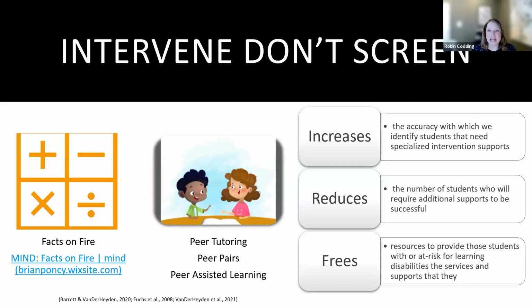But so when we intervene first with these class-wide interventions and core computational skills, especially at the elementary level, remember, those are some of the key foundational skills that students need to leave their primary school setting with. We are going to be better able to identify, we have this from the data, those students that actually do need those specialized intervention supports, so we can allocate our resources better. We can reduce the number of students who will require additional supports to be successful because we've already picked some up with that class-wide intervention, and it frees those resources to provide students with or at risk for learning disabilities the services and supports that they require or need.